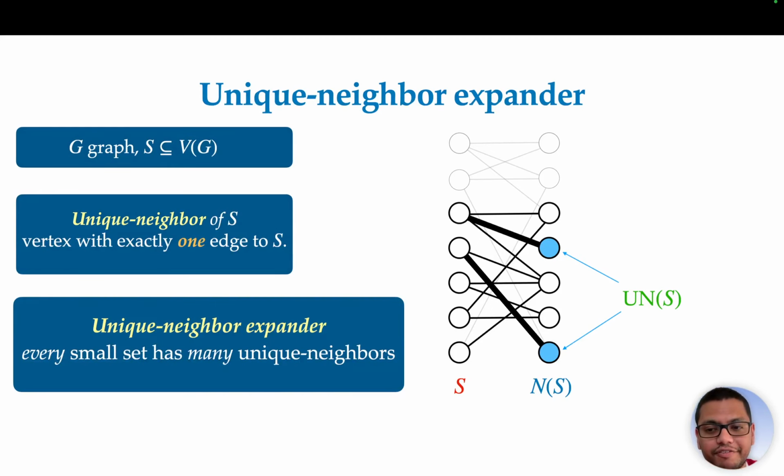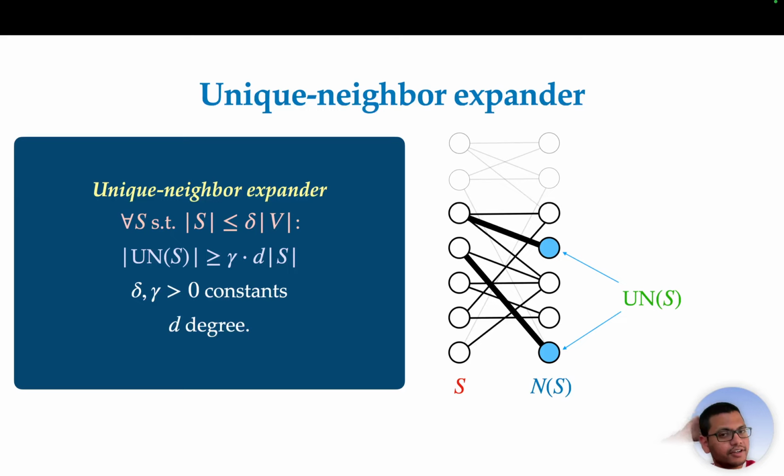And we call a graph a unique neighbor expander if every small set on the left has many unique neighbors on the right. Just to make this a little bit more quantitative, in a unique neighbor expander, for every subset of vertices which cover a small constant fraction of all the vertices, the number of unique neighbors of S must scale as d times the size of S times a small constant gamma, where d is the degree of all the vertices on the left.